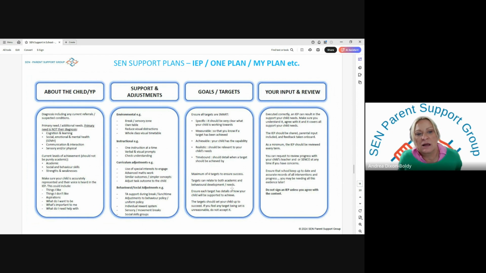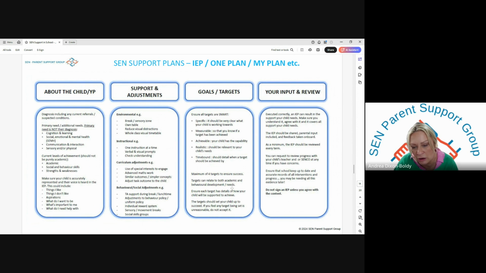So for environmental, you're looking at breaks, maybe sitting in a particular place in class, reduced visual distractions, and whole class visual timetable. Instructional could be breaking down of tasks, so one instruction at a time, verbal and visual prompts, and clarification on their level of understanding. Curriculum adjustments, use of special interest to engage, advanced math work, similar outcomes, simpler concepts, adjust task outcome to child. Engineering success.